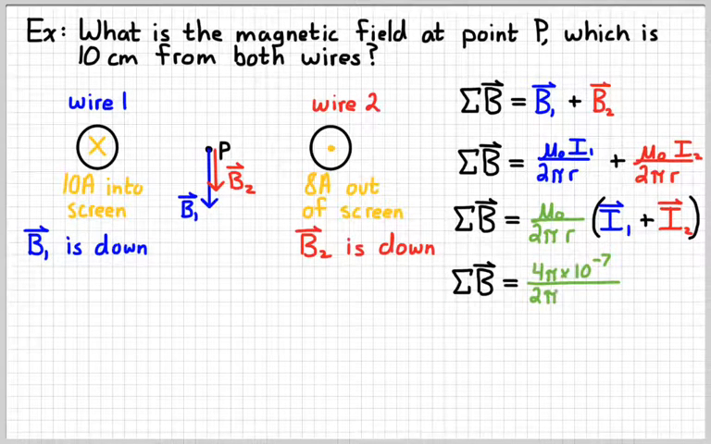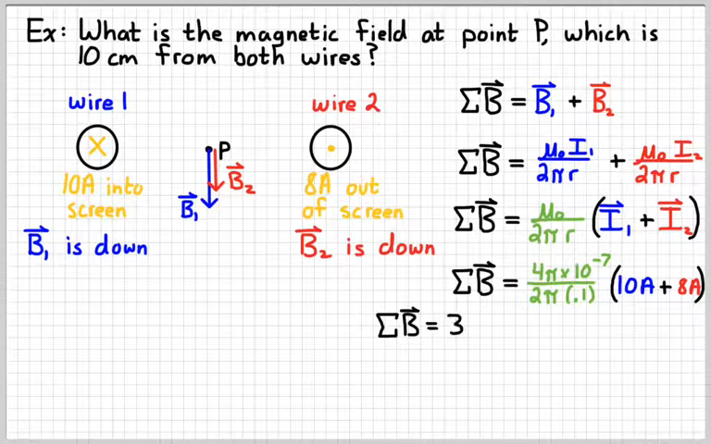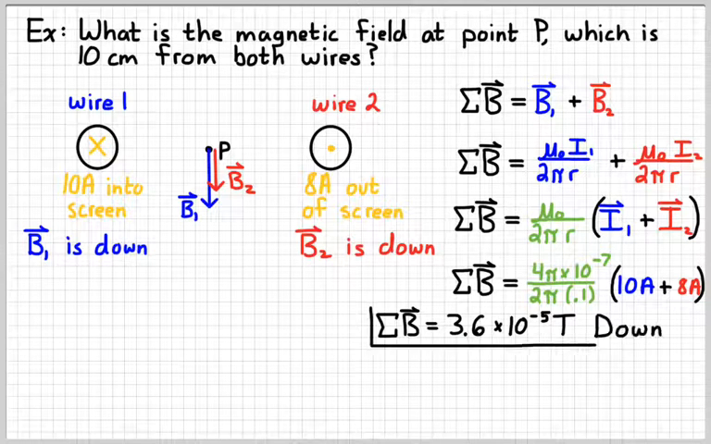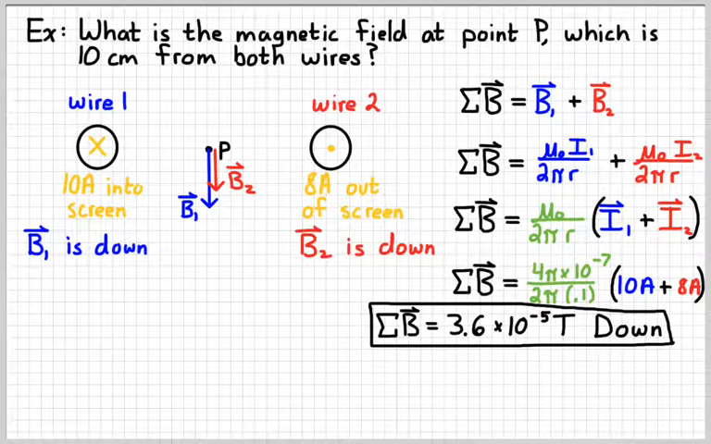And so substituting would give you something like that. And so we'd get something like 3.6 times 10 to the negative 5th Tesla. And then it's important to remember to indicate the direction. That would be downward. So it's important to remember that all of our vector operations apply to all fields. And so we can deal with multiple fields if we need to, just do a vector diagram.